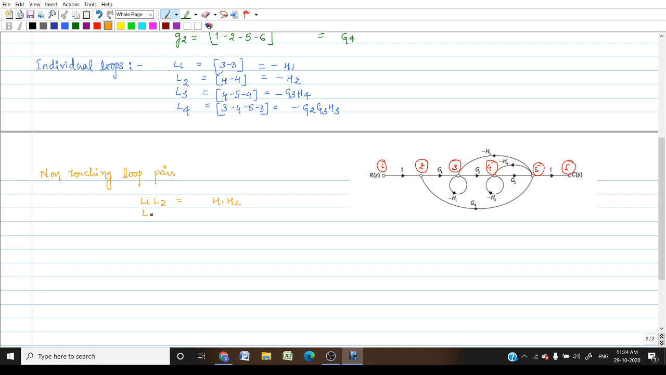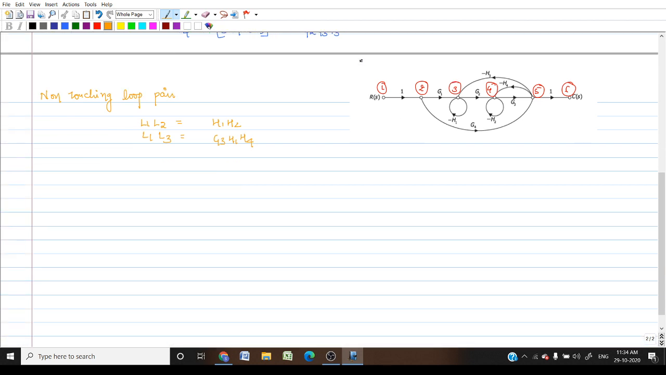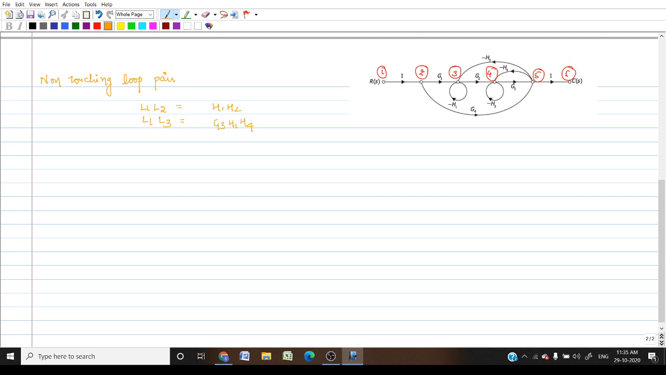Similarly, we have L1 and L3. Again, it is a non-touching loop pair, and the product of this will give us G3, H1, H4. So these are the only two non-touching loop pairs. The rest of the loop pairs are touching each other, so they are not independent loop pairs. With this, next we have to find out the delta value.